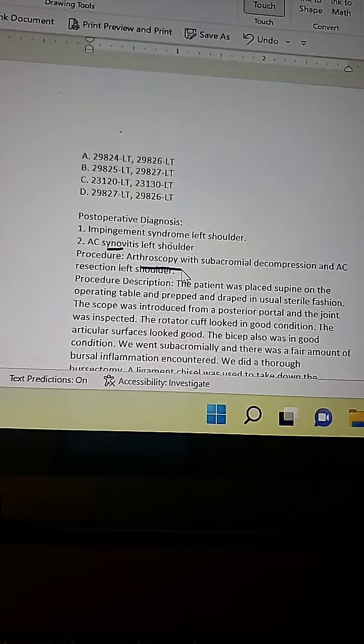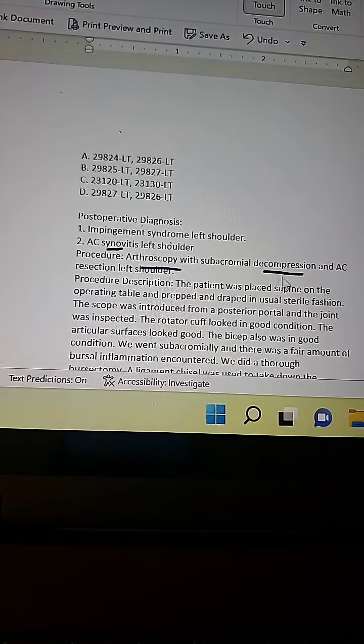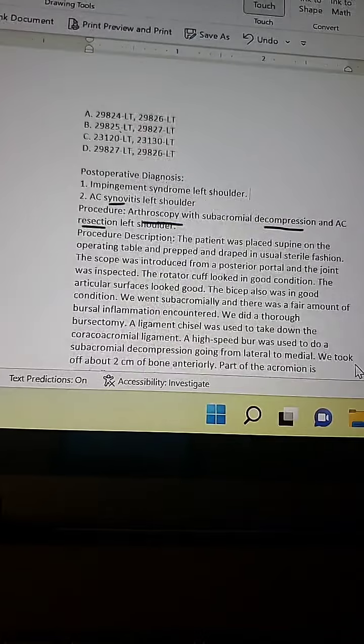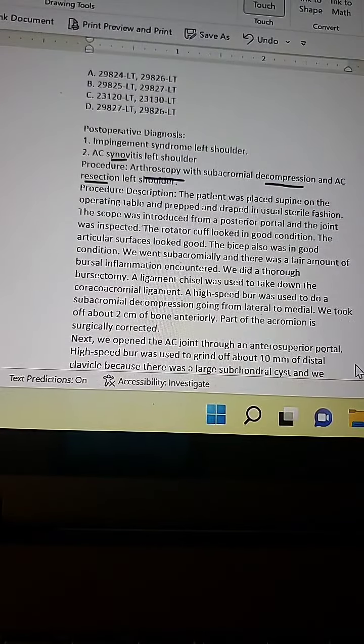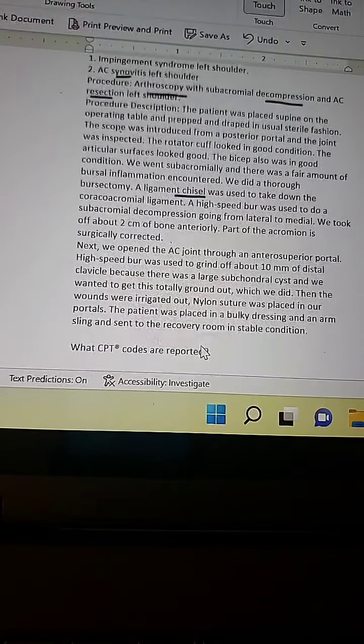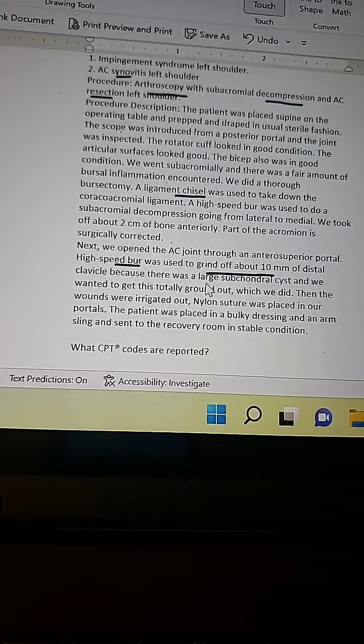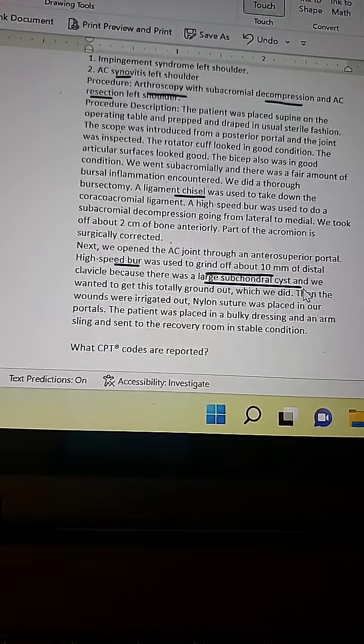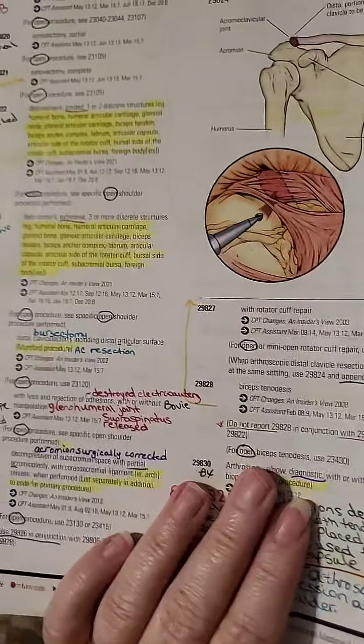What are we doing? We did a scope. We did a decompression and a resection of the shoulder. We did do some chiseling. We used a rotor-rooter and ground off some distal area. Looks like we ran into a large cyst too. Anybody got notes over here about what's going on?